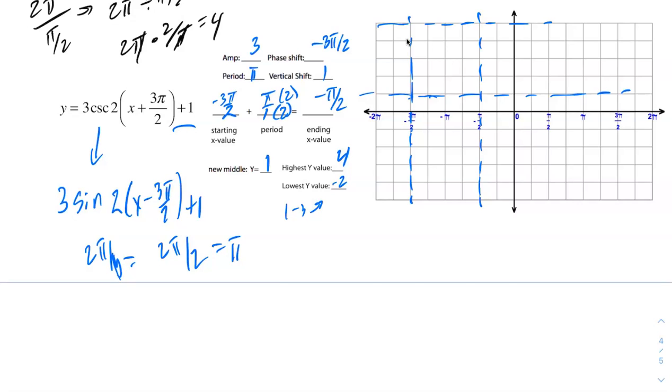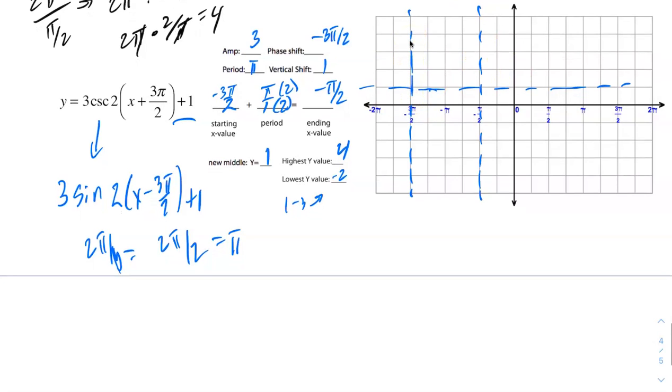I went a little too high. I thought this was only 4 up, not 5 up. Come on. There we go. Sorry. 1, 2, 3 up right here. And then 3 down. So 1, 2, 3. So again, there's my little box.